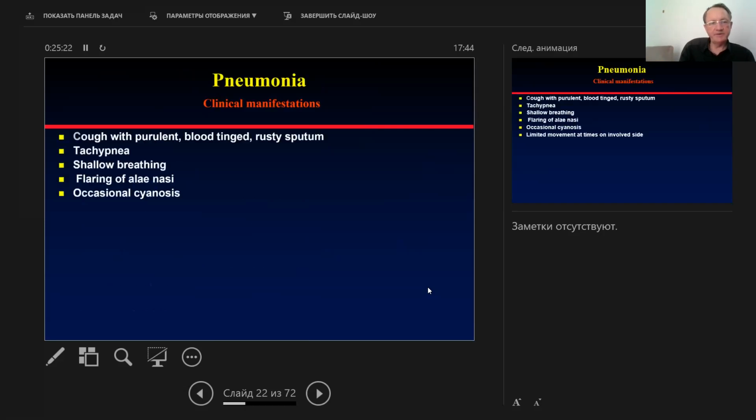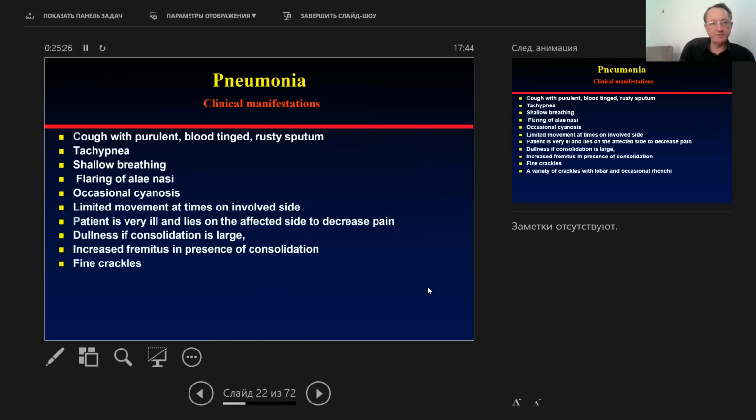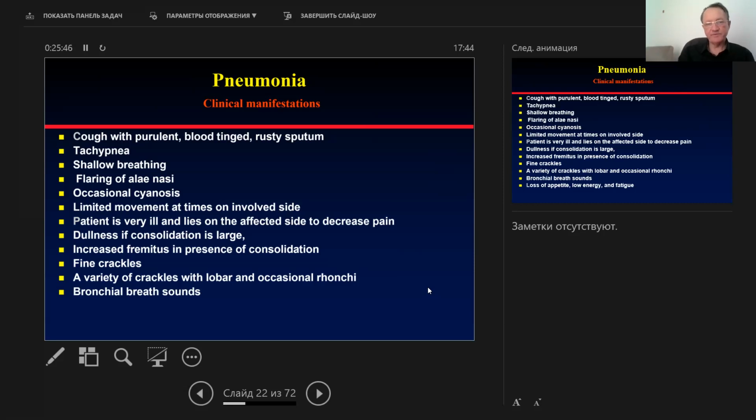So clinical manifestations include cough with purulent, sometimes bloody rusty sputum, tachypnoea, shallow breathing, flaring of the nostrils, occasional cyanosis, and limited movement of the involved side, for example, in case of involved pleura and pleural pain. The patient is very ill and lies on the affected side to decrease pain. Dullness: if the consolidation is large, you can detect it by percussion. Increased vocal fremitus in the presence of consolidation. But by the way, in case of pleural effusion, there is decreased fremitus.